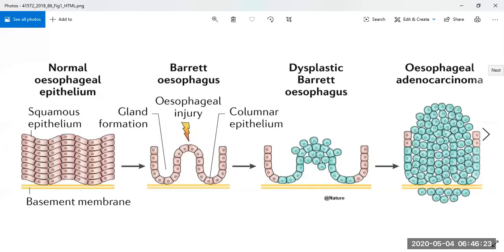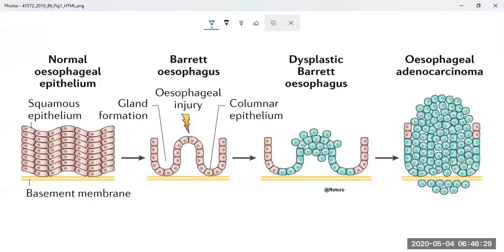When we talk about the loss of basal polarity, with the nucleus lying away, we can take the example of dysplastic Barrett esophagus. We already discussed in the last part that if the normal esophagus squamous cells change to columnar cells, this is known as metaplasia. So from this part we know this.